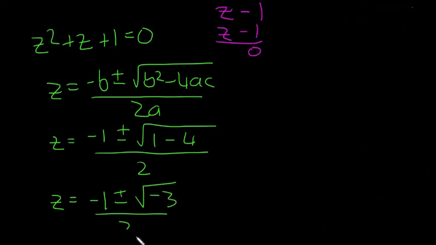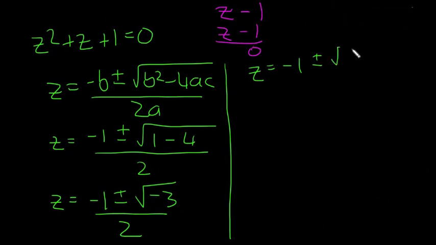divided by 2. I'm going to have to keep drawing down on this side now. So now we're going to have z is equal to minus 1 plus or minus square root of 3i over 2. Okay, so minus the square root of minus 3 is going to be the square root of 3 multiplied by the square root of minus 1, which we can change into this here.